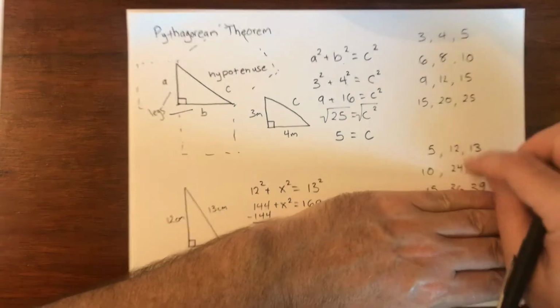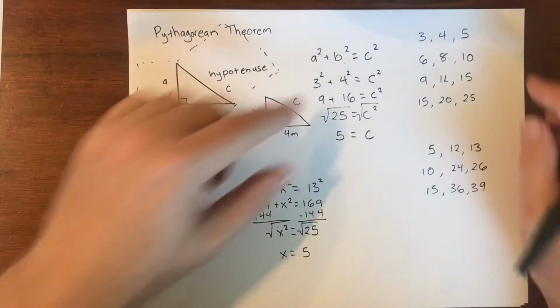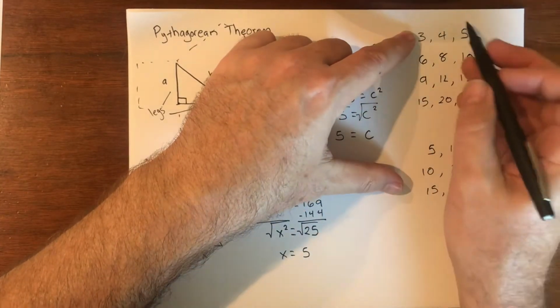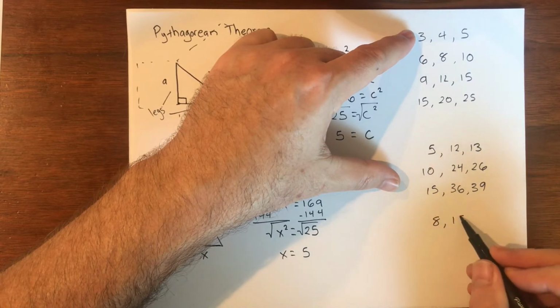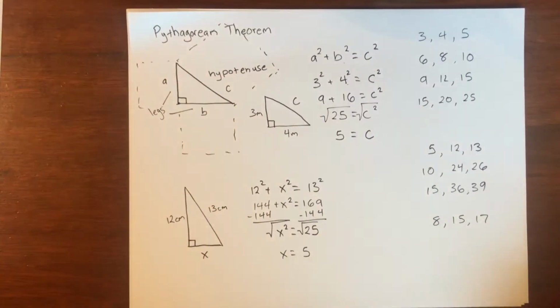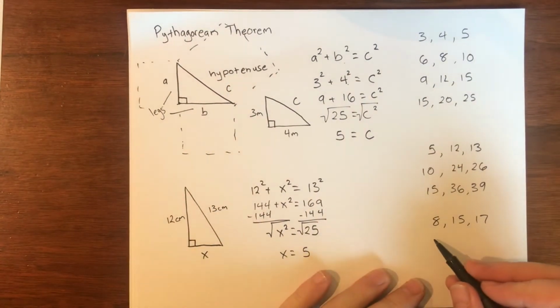This one not very much, but these 2 and these 3. And that's your learning one, right? And the other one is 8, 15, 17. You rarely see it double.